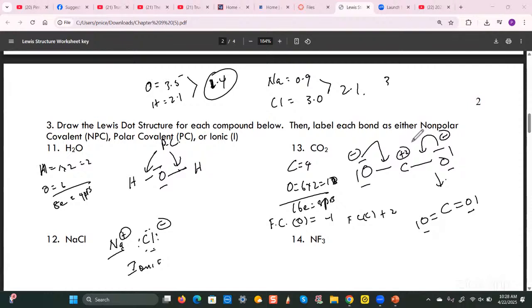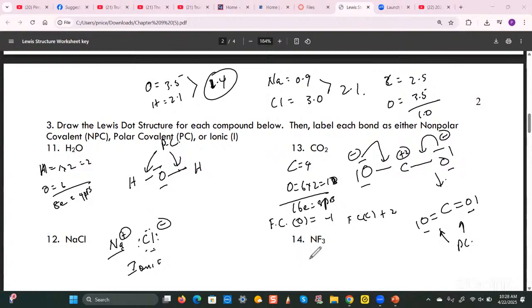And as you were alluding to, what's the electronegativity value for carbon? 2.5, and for oxygen, it's what? 3.5. So the difference obviously will be 1.0, which will place these bonds in what category? Polar covalent, right?